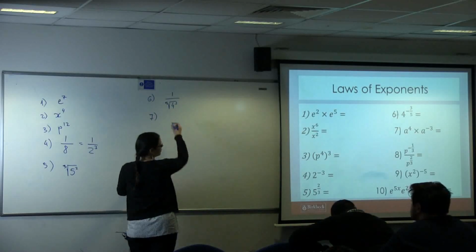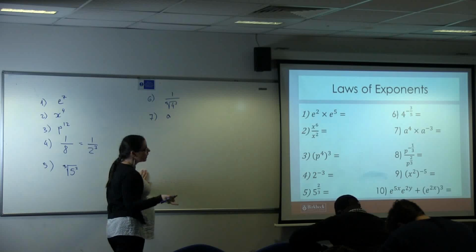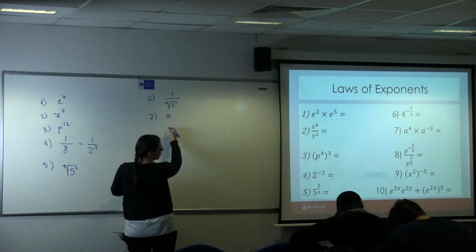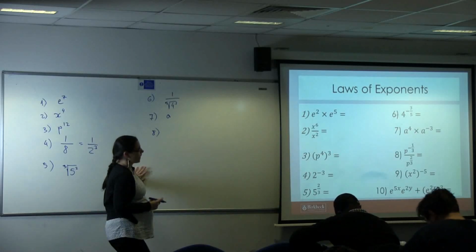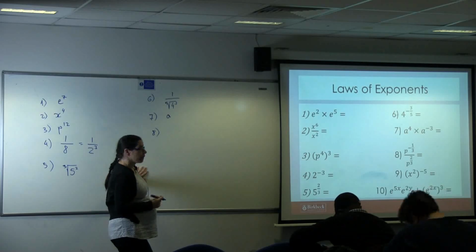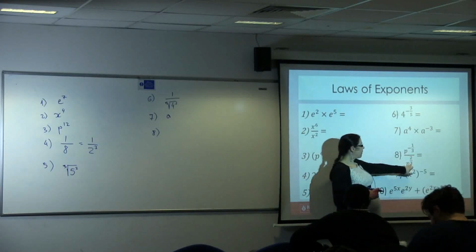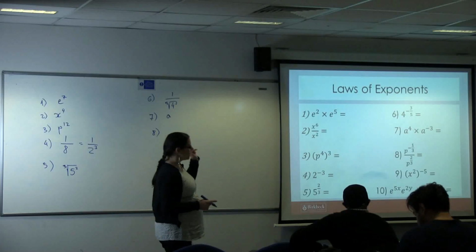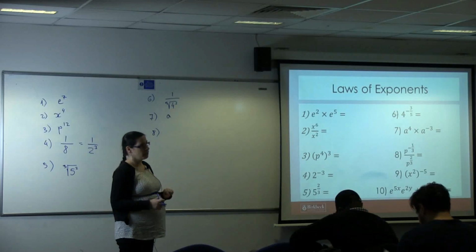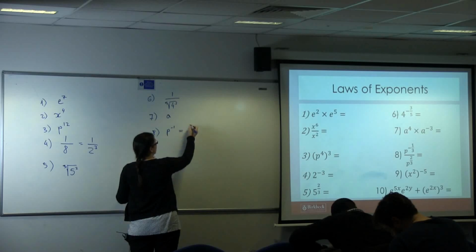Number 7. A. Just A, because negative 4 plus positive 3 makes negative 1, and the other way around, positive 4 and negative 3 makes positive 1. How about 8? What's going on in 8? I've got the same base, P, but now I'm dividing them. What do I need to do with the powers then? Subtract them. So negative 1/3 take away 2/3 is minus 1, so that's P to the negative 1, which is equal to 1 over P.